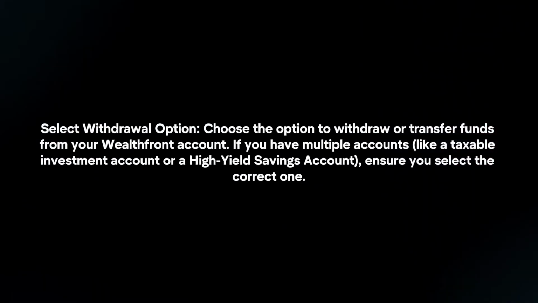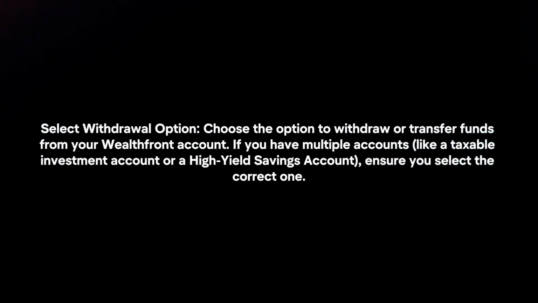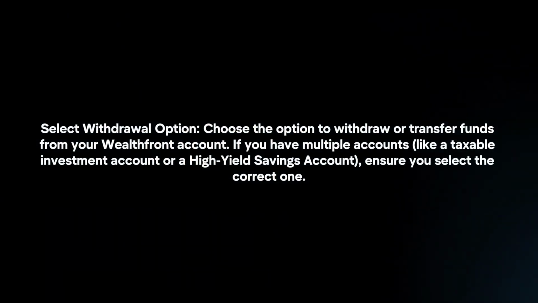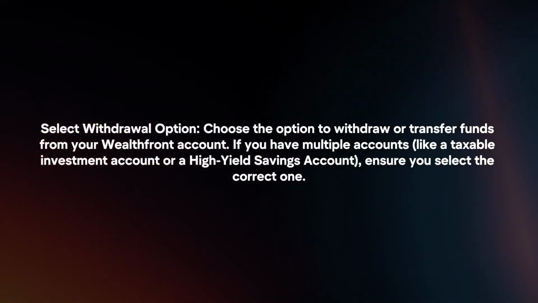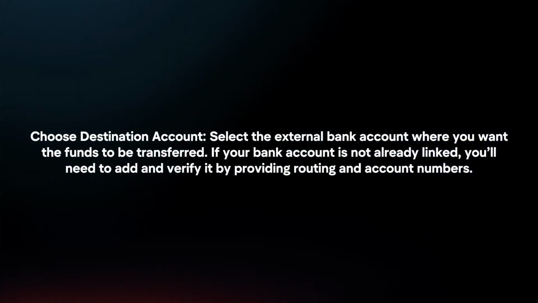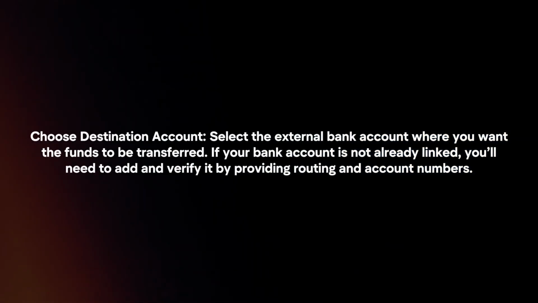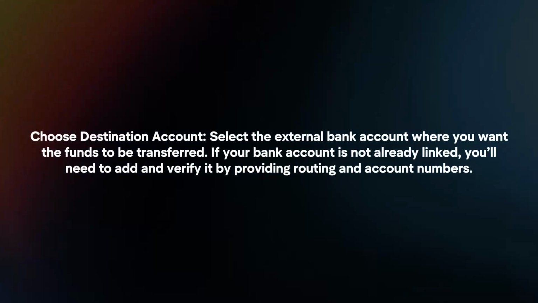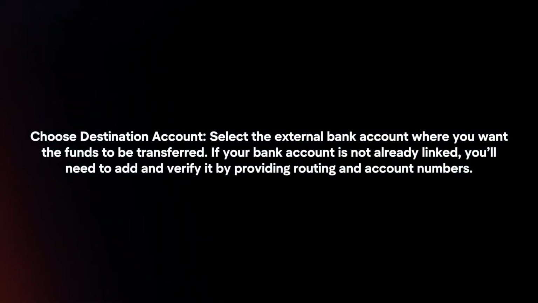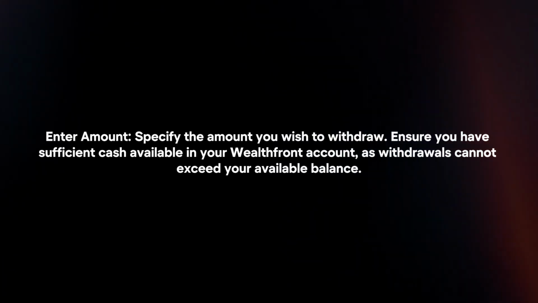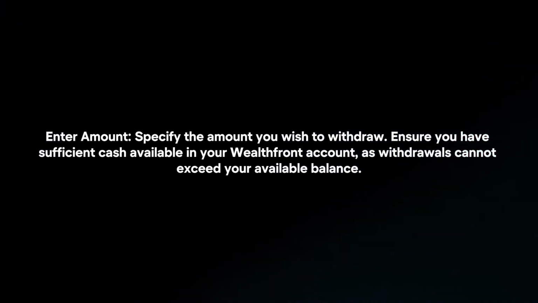Select Withdrawal option. Choose the option to withdraw or transfer funds from your Wealthfront account. If you have multiple accounts, ensure you select the correct one. Choose Destination Account. Select the external bank account where you want the funds to be transferred. If your bank account is not already linked, you will need to add and verify it by providing routing and account numbers. Enter amount. Specify the amount you wish to withdraw.